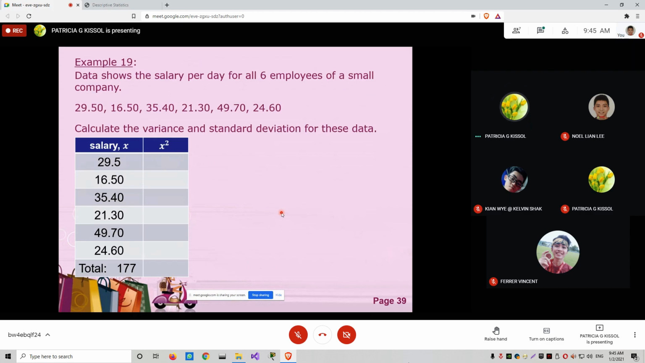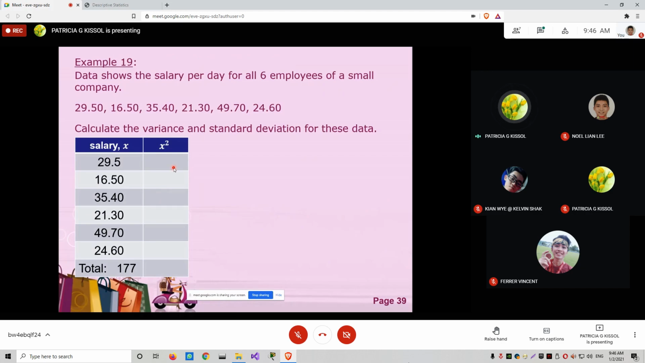For a weekly basis. Okay, so example 19 shows us the calculation: salary per day for all 6 employees of a small company. Calculate the variance and standard deviation. Take note, salary per day for all 6 employees, so definitely this is a population. We should approach this question as a population. Why? Because of the word all. That means this data is based on the population of all the 6 employees of a small company.